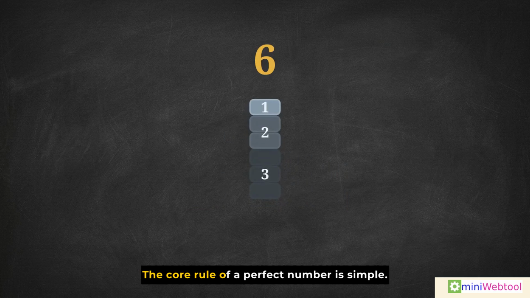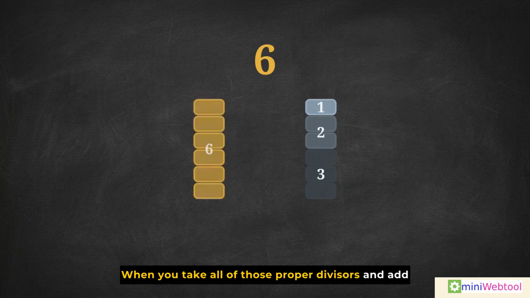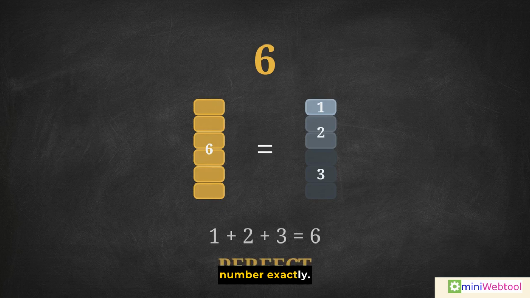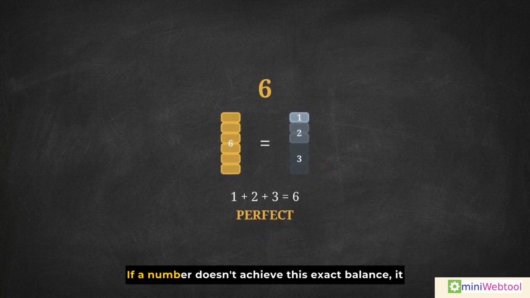The core rule of a perfect number is simple. When you take all of those proper divisors and add them together, the sum must equal the original number exactly. 1 plus 2 plus 3 equals 6. If a number doesn't achieve this exact balance, it falls into one of two other categories.